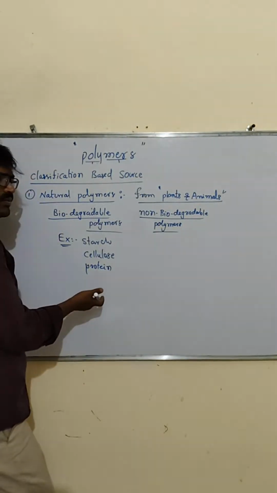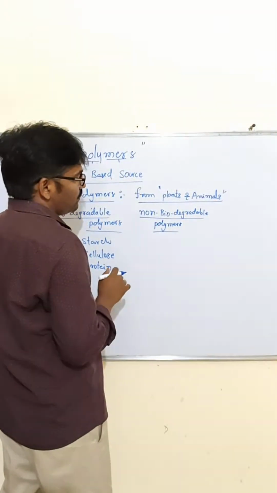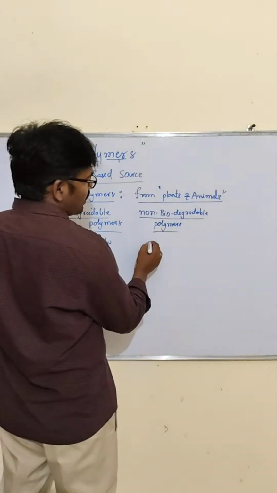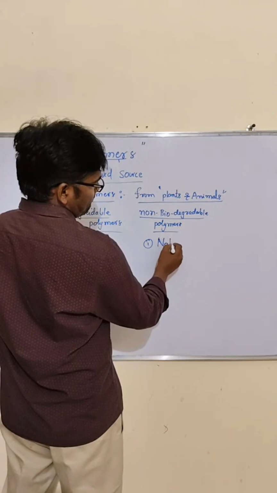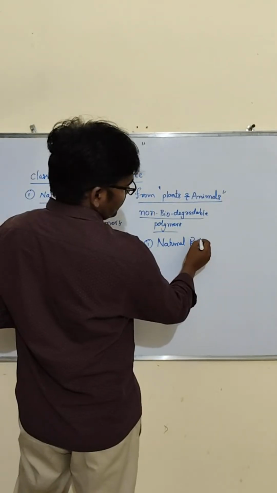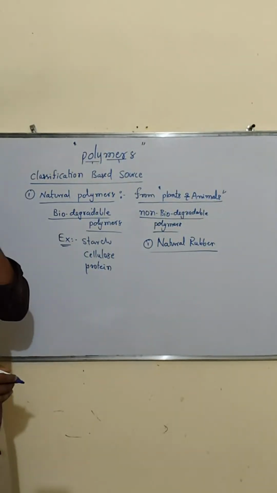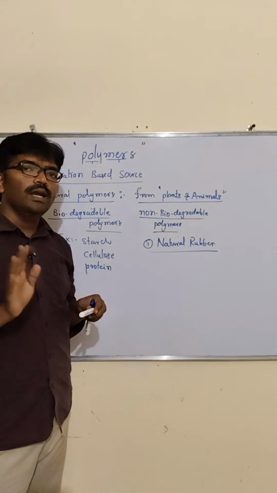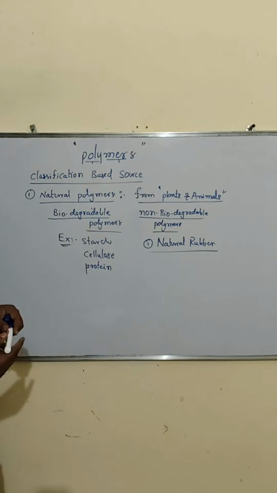Glycine, then glucagon, some other polymers are also there. Then non-biodegradable polymers, an example for this which is present in plants, is rubber, natural rubber we call it. Natural rubber is a non-biodegradable polymer. Once we take it from plants, it won't degrade by the atmosphere. So that we call non-biodegradable polymers.